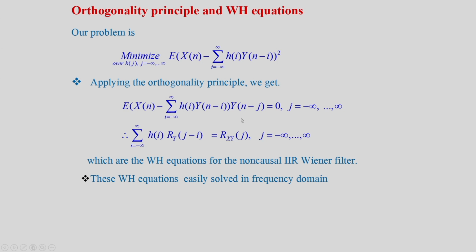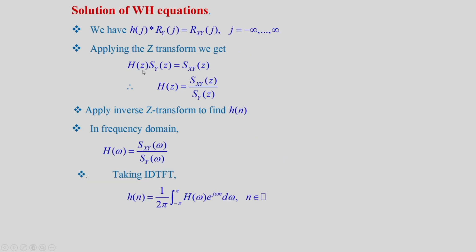So, this is the equation which relates the autocorrelation of the data with the cross correlation. Now, this infinite set of equations are the Wiener-Hopf equations for the non-causal IIR Wiener filter. These Wiener-Hopf equations are easily solved in the frequency domain. Thus, we have h(j) convolved with r_y(j) is equal to r_xy(j), j going from minus infinity to plus infinity. So, this is the relationship we have, that is, r_xy(j) is the convolution of h(j) and r_y(j).